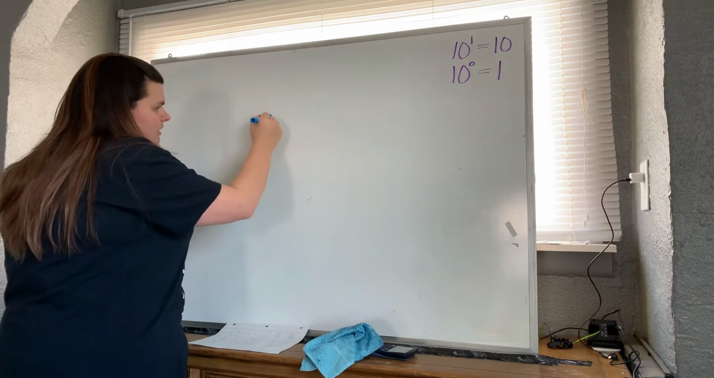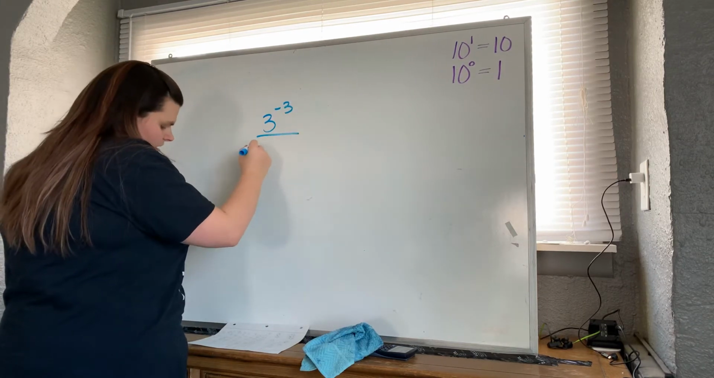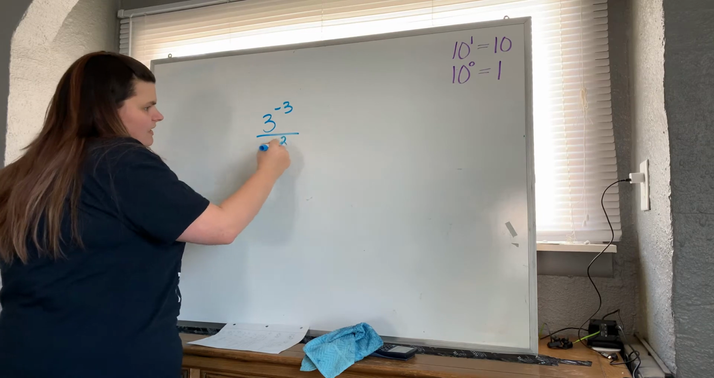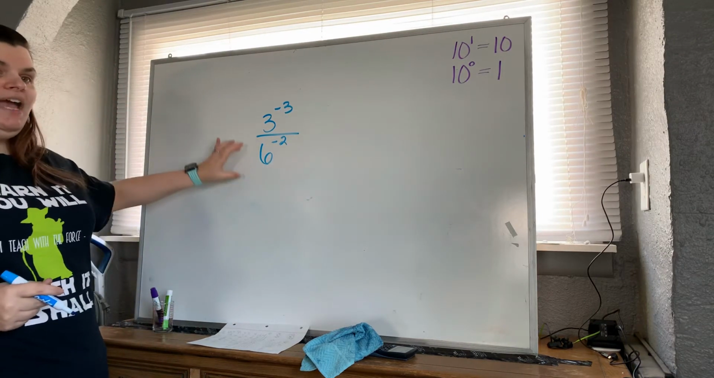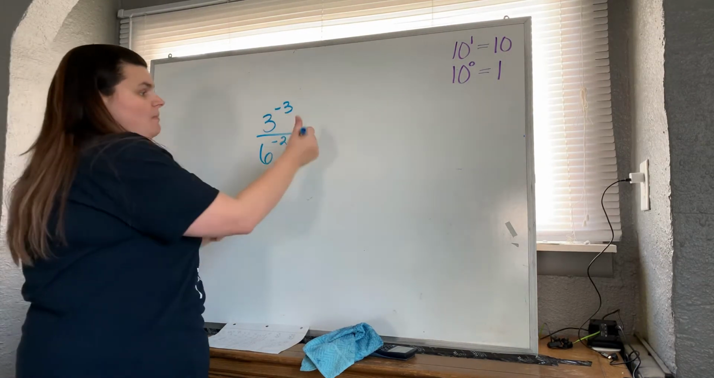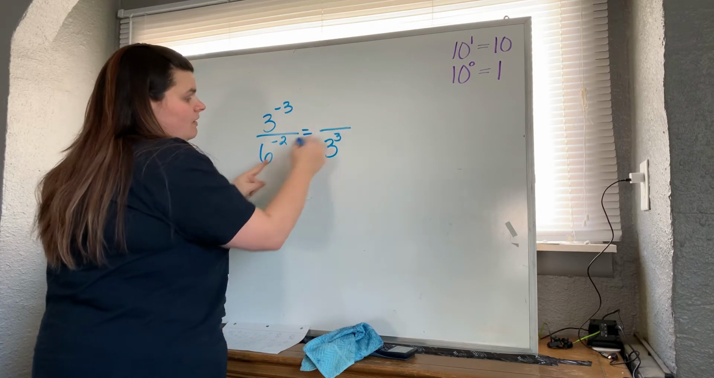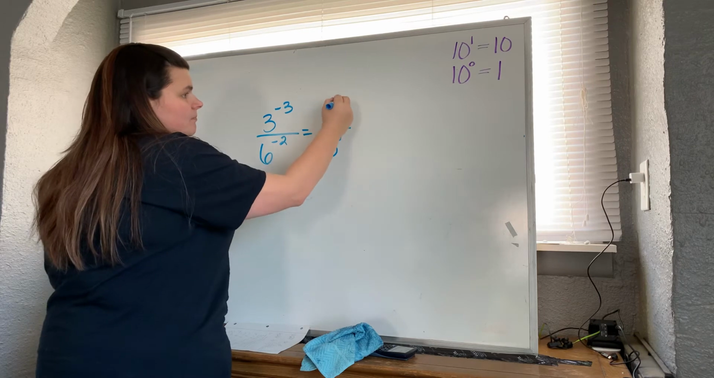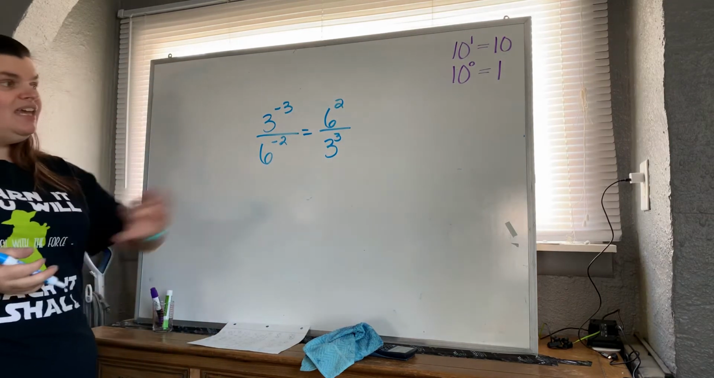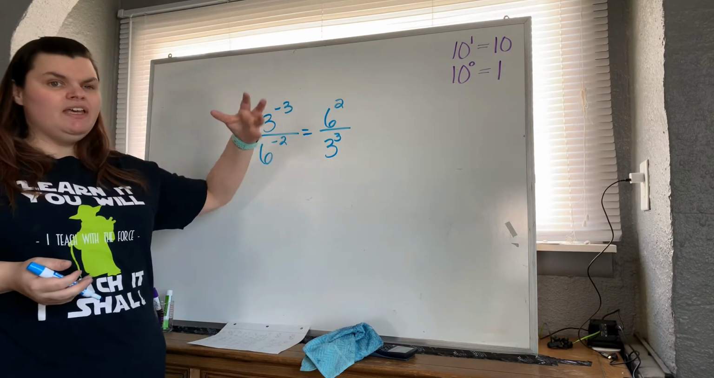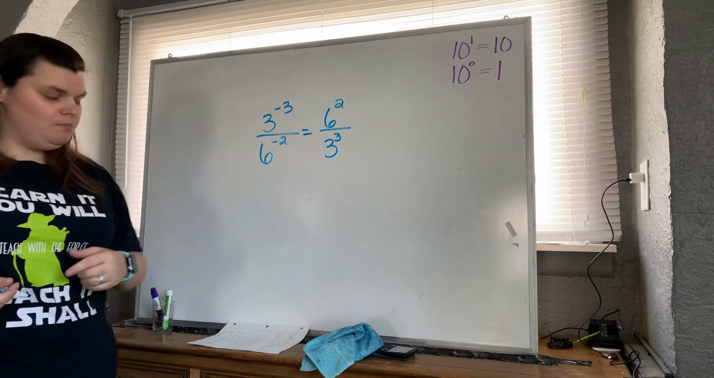So let's look at one that has exponents in both spots. If I have 3 to the negative 3 over 6 to the negative 2, this tells me neither of them are happy where they are, so we're going to switch them both. This needs to move to the bottom. This needs to move to the top. That's it. If these simplified further, like they have the same base or the same exponent, we could simplify them further.